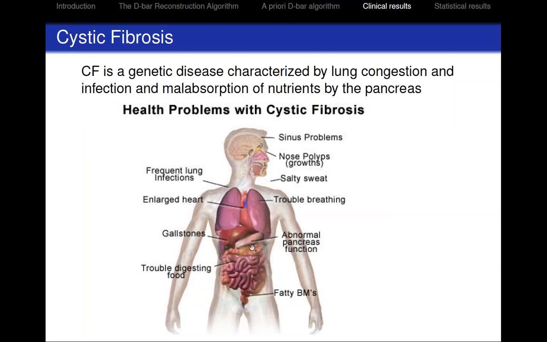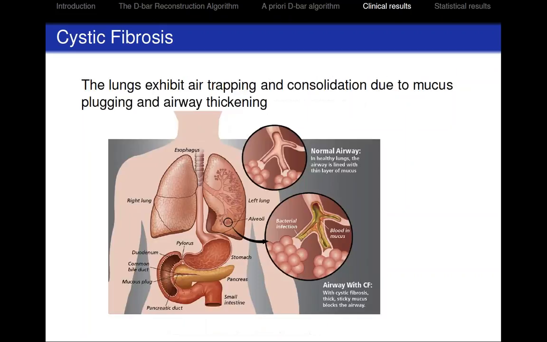In particular, we're going to look at the ones that cause lung disease. This sticky mucus results in air trapping and consolidation due to mucus plugging and airway thickening, which makes them very susceptible to bacterial infections, and sometimes they get blood in the mucus. Sometimes whole regions or lobes of the lung become air trapped, meaning that air isn't flowing in and out, it stays in there.